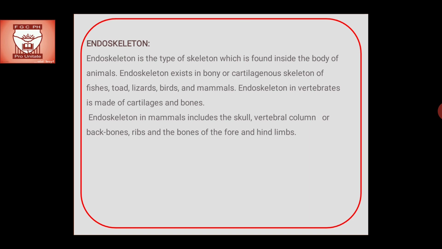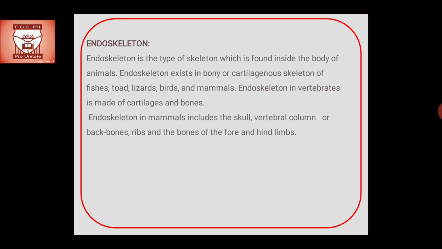Endoskeleton. Endoskeleton is the type of skeleton which is found inside the body of animals. Endoskeleton exists in bony or cartilaginous skeleton of fishes, toads, lizards, birds, and the mammals. Endoskeleton in vertebrates is made up of cartilages and bone.